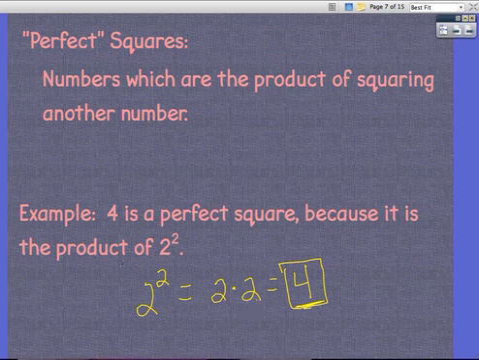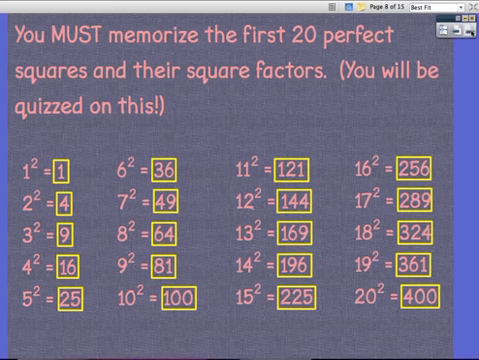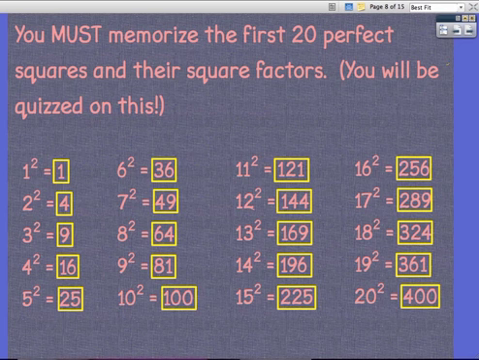What are our other perfect squares? And we have a lot of them. There's an infinite number of perfect squares. For our class, you have to memorize the first 20 perfect squares. Trust me, you're going to be very glad that you did. You also need to know what their square factor is. Basically, if I gave you 49, you need to know that 49 is a perfect square and its square factor is 7 because 7 times 7 gives me 49.